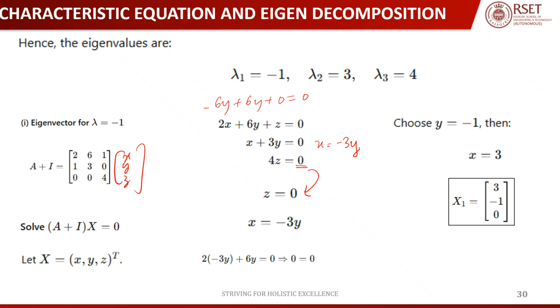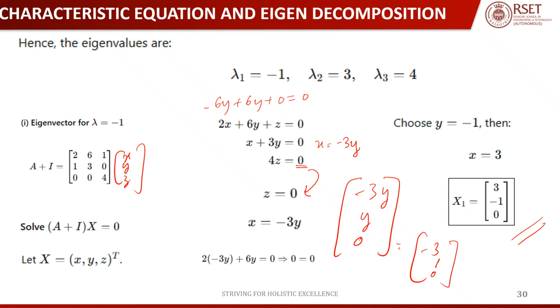Now what you can do is just form the matrix. So you have z is equal to 0 always, and you let it be y, and x is equal to -3y. Let's choose y to be equal to 1, so this can be -3, 1 and 0. Okay, here we choose y to be -1, that's fine. Then your eigenvector would be -3 into -1, it would be 3, and here it would be -1, and here it is 0. So this is your eigenvector corresponding to the eigenvalue lambda equal to -1.